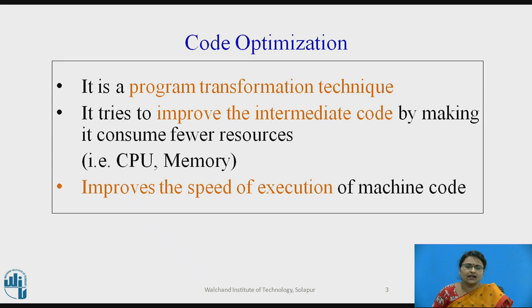Now, let us come to the formal description of code optimization. Usually, code optimization is a form of program transformation technique. As I told earlier, it tries to improve the intermediate code by making it consume fewer resources. The resources may be CPU or memory, any kind of resource. The main objective is to improve the speed of execution of the final machine code.